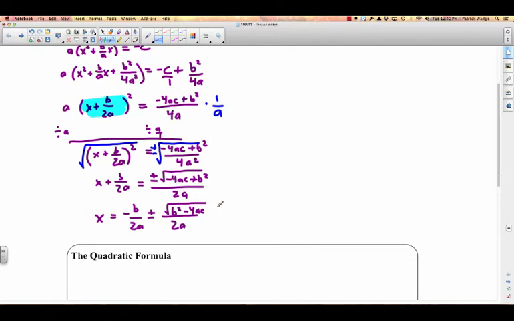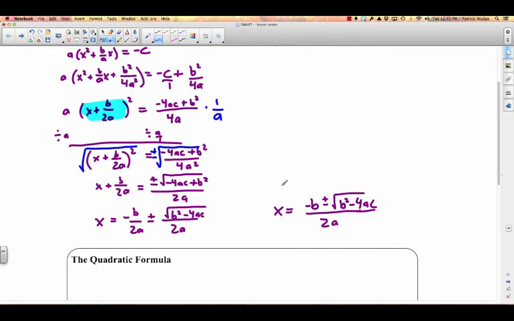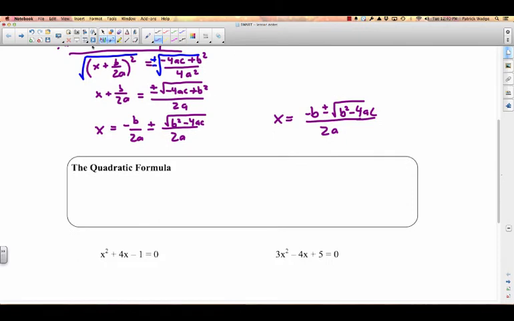But look, they both have the same denominator, so we could put them both over the same denominator. And this is our final answer right here. Negative b plus or minus the square root of b squared minus 4ac, all over 2a. All of that is the quadratic formula. Now, if you followed everything I did here, awesome, way to go. That's really impressive. If you didn't, it's not really a big deal, because here's really all you need to know.